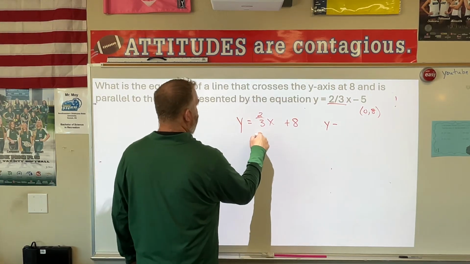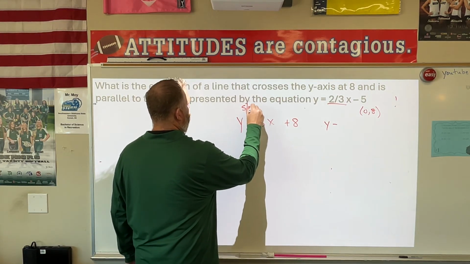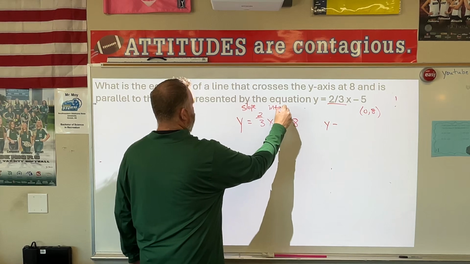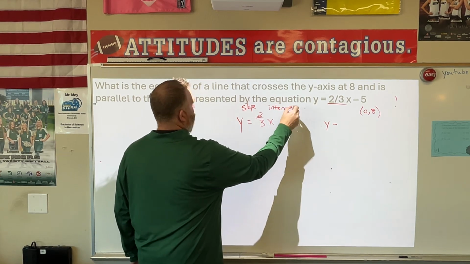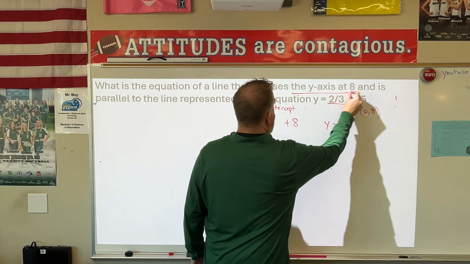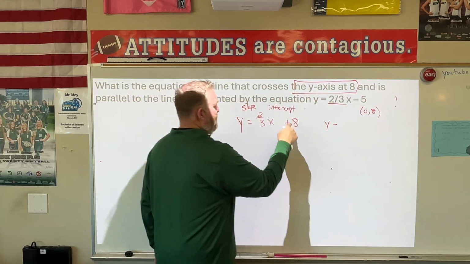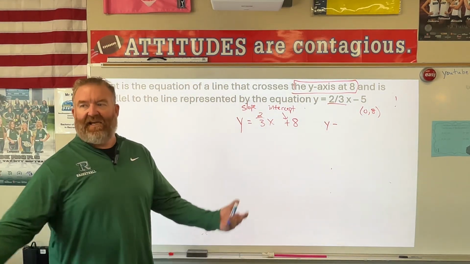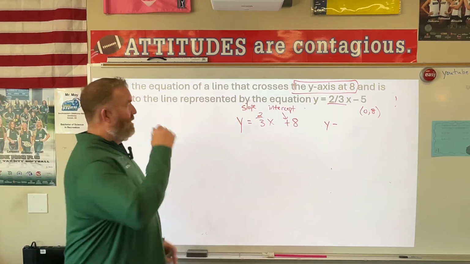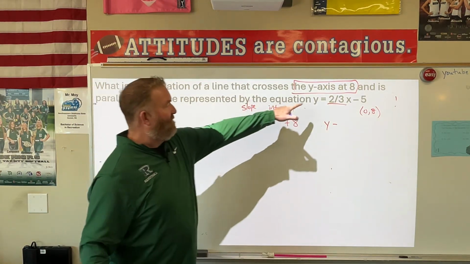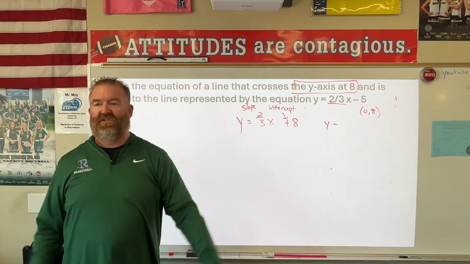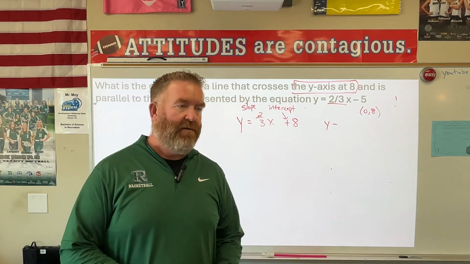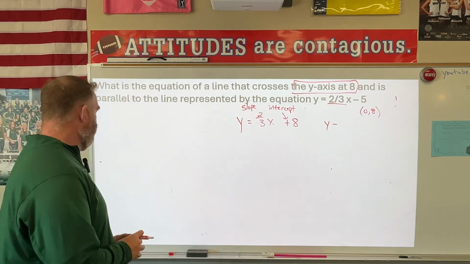Listen, what is this? This is a slope what? What's the other part? Intercept, right? Slope intercept form. What did it say? Crosses the y-axis at 8. Your y-intercept is what? 8. They gave you the number. And then it says parallel to the equation. Parallel means same slope. Don't change the slope. Everybody see why that one should be pretty easy? All right. Let's go to another one.